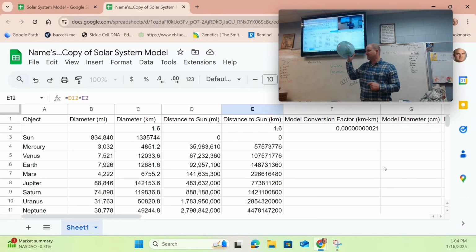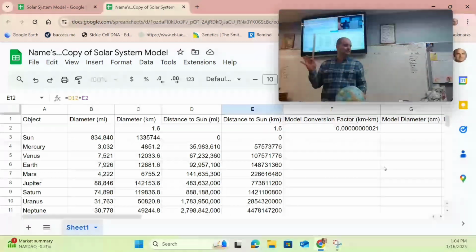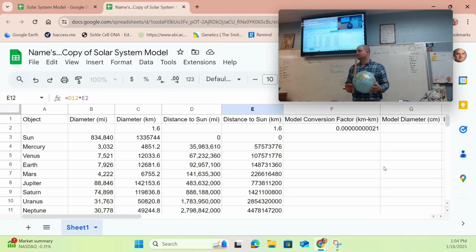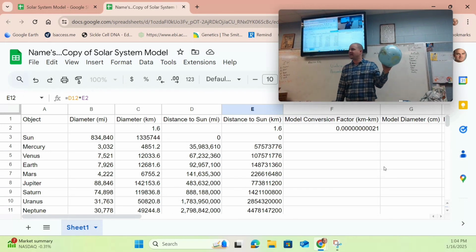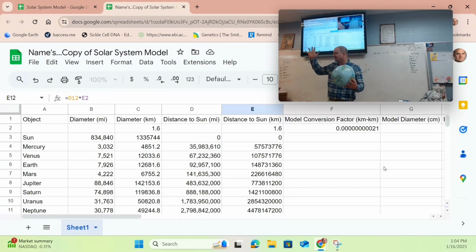I said, I want this to be the sun. What's next? I take a ruler and I measure the diameter, and I get 28 centimeters. This has a diameter of 28 centimeters. Everybody follow my logic so far? Okay. I need a conversion factor, a number that I can multiply by all of those to get to the size of our model pieces. Does that make sense? You'll see.